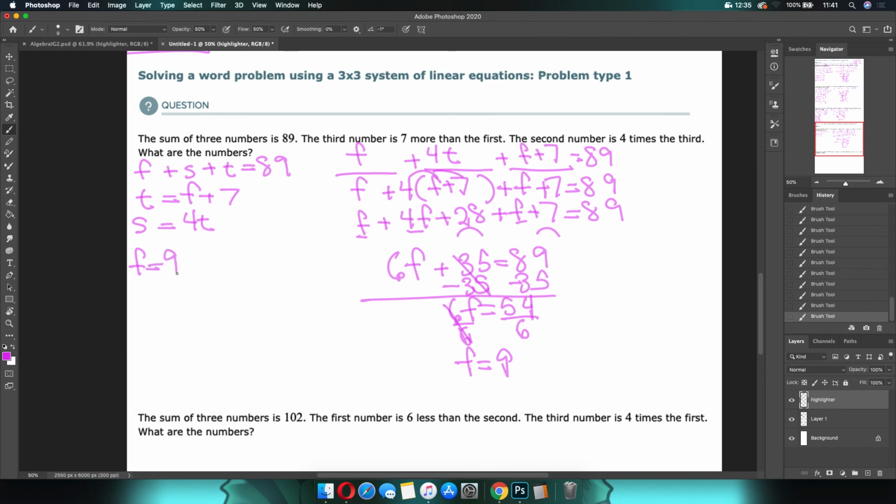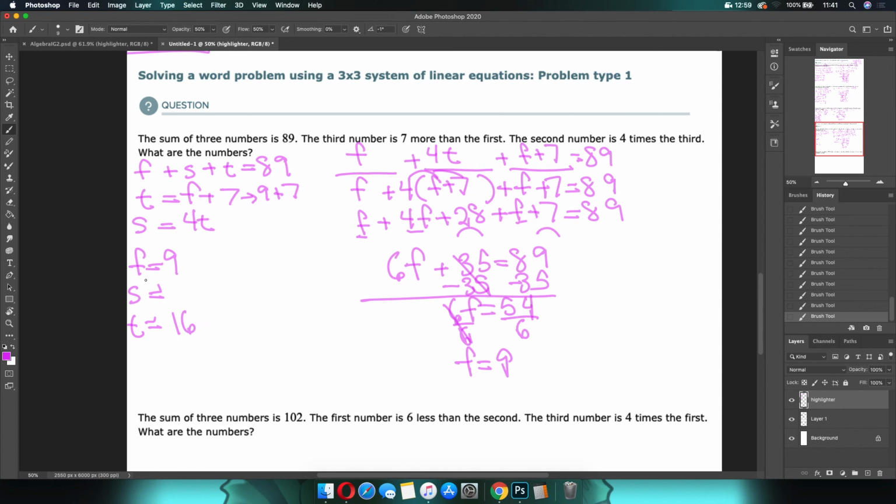Do we know what s is? Can we figure that out yet? Well, no, we have a t here. I don't like that, so I can't use that. All right, so what about t? Do we know what t is? Yes, we do. t is going to be f plus 7. So what then is 9 plus 7? 9 plus 7 is 16.